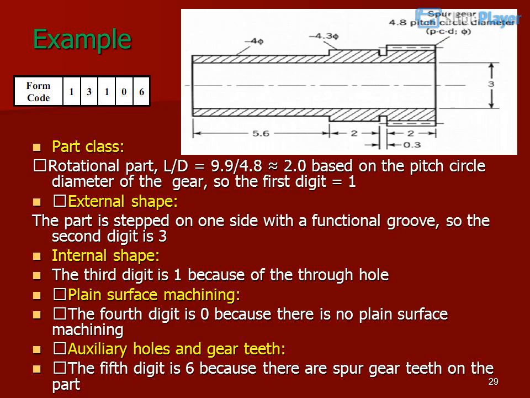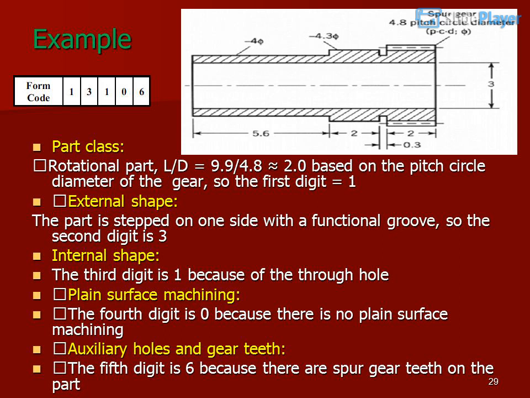Example. Part class. Rotational part, L/D equals 9/4.8 = 2.0, based on the pitch circle diameter of the gear, so the first digit equals 1. External shape. The part is stepped on one side with a functional groove, so the second digit is 3. Internal shape. The third digit is 1 because of the through hole.